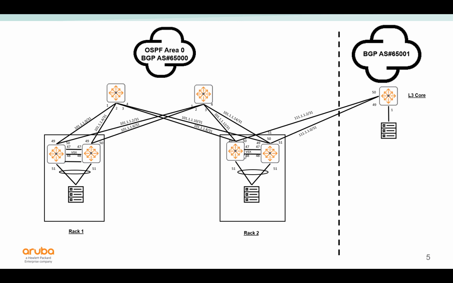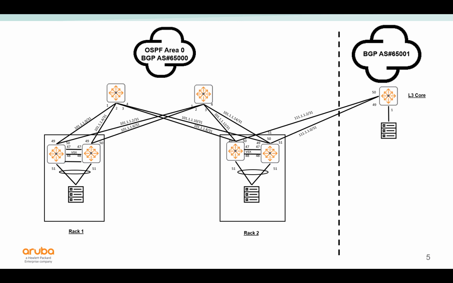And then we're also using iBGP, so the spines are actually set up as route reflectors in this BGP environment. And then, of course, rack 2 is actually acting as a border leaf, which is connected into another autonomous system. It's labeled L3 core here on the right, and we're using BGP to peer between these so we can share routes between these.